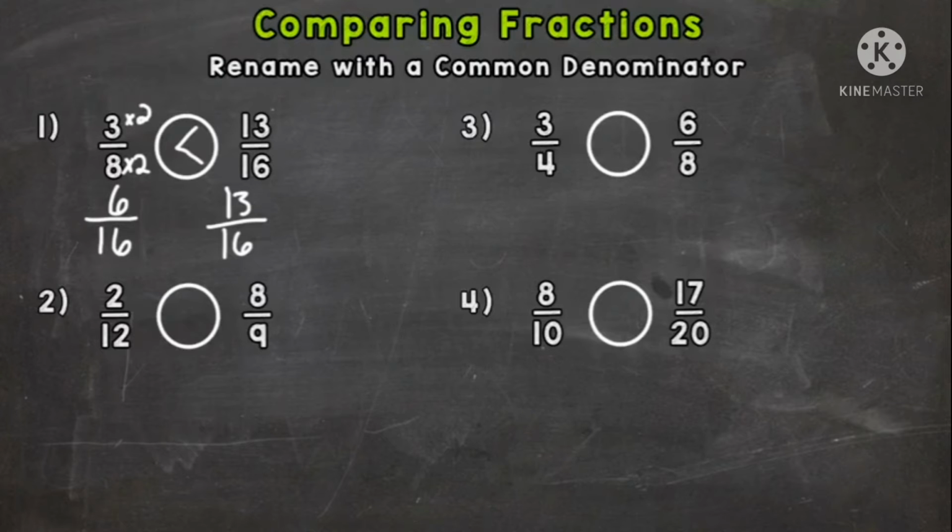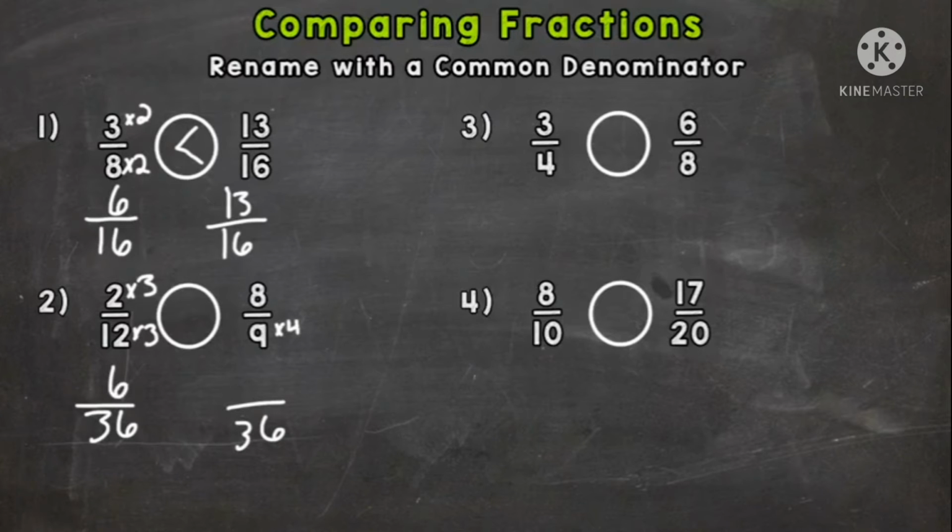So we can tell by using that strategy, or you can prove it by changing the denominators, using a common denominator and renaming. So let's take a look at number 2 here. We have 2/12 and 8/9. We do not have a common denominator, so let's find one and rename. So for 12 and 9, your common denominator is going to be 36. 12 times 3 is 36, so let's do the same thing to the top. 2 times 3 is 6.